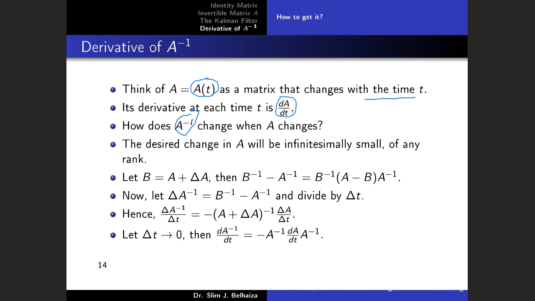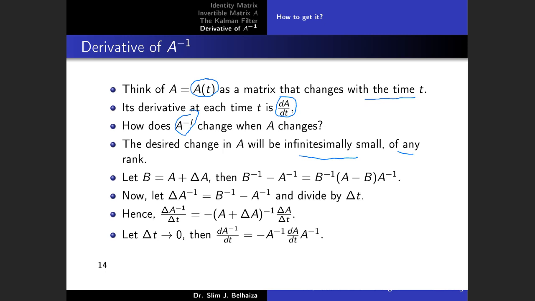So the entries here are in fact functions of time. Okay? And each entry here is a function of t. So how does A inverse change when A changes? Okay, so we'll see with an example in the next section. So that's the desired question. The desired change in A will, in fact, be very small, but of any rank.